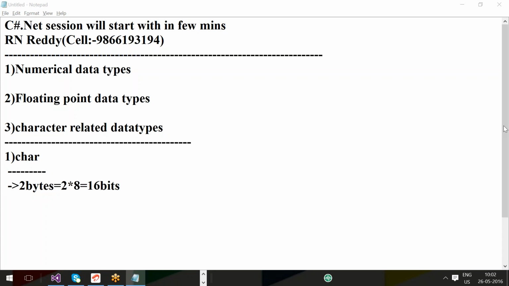Char is a single character, right? It's not a string. It's a character, a single letter. Why do we need 16 bits of memory for a single character?